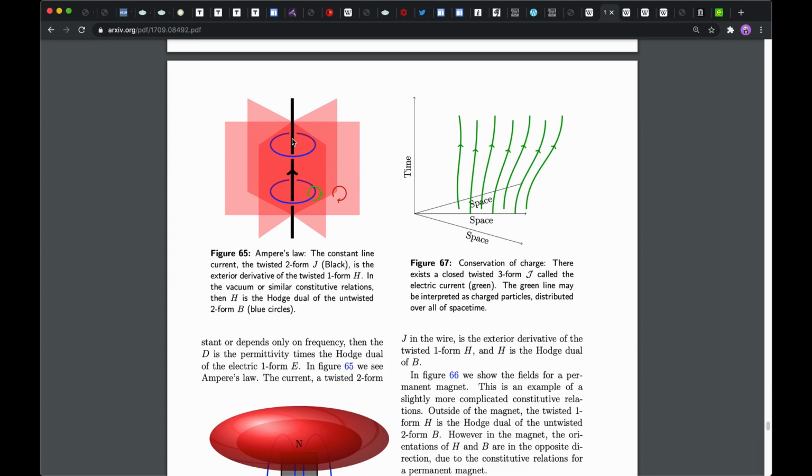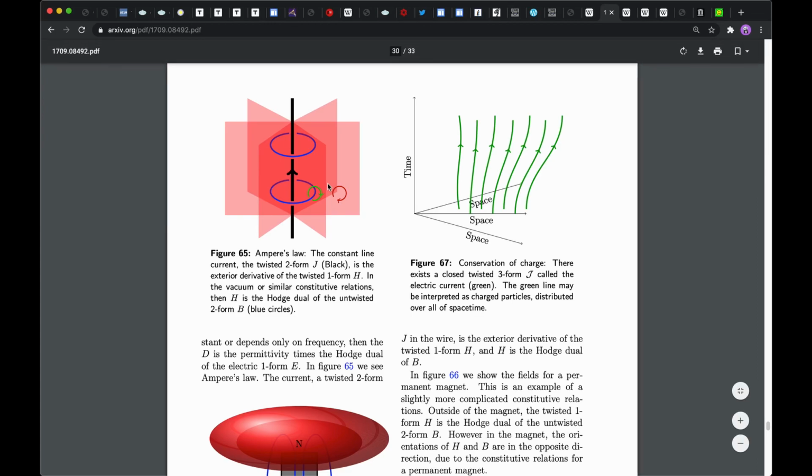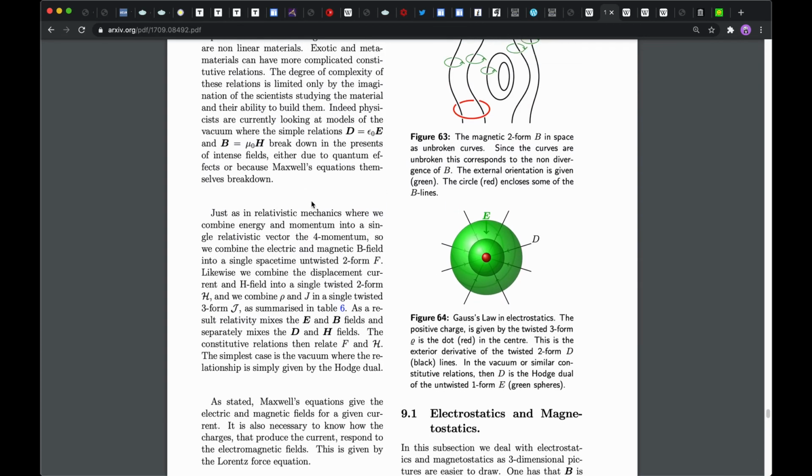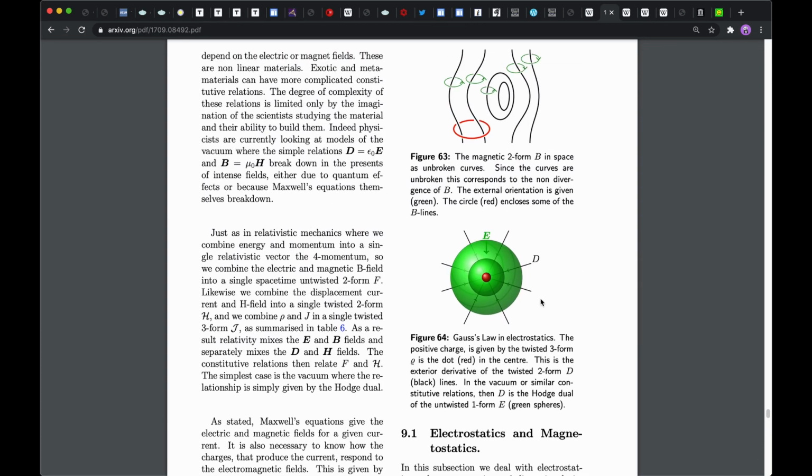And if we take the Hodge dual, you can see it depicted as the blue circles here, and that will be exactly the flow of the magnetic field around the charged wire J. That's Ampere's law, and it closes the discussion of the electro- and magnetostatic Maxwell laws.